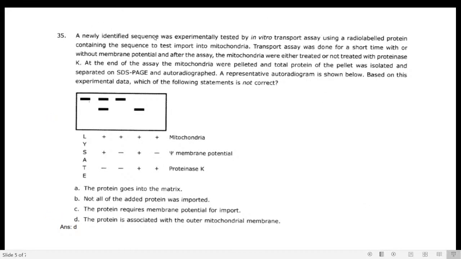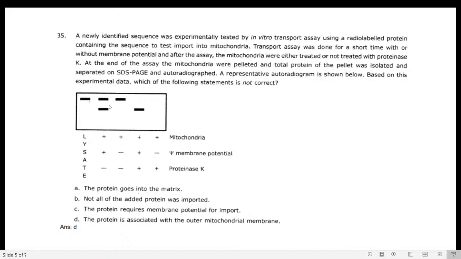Okay, a very easy question. A newly identified sequence is experimentally tested in an in vitro transport assay, using a radiolabeled protein containing the sequence to test import into mitochondria. The transport assay was done for a short time without membrane potential, and after the assay the mitochondria were either treated or not treated with proteinase K. The main matter here is the proteinase K. At the end of the assay, mitochondria were pelleted, and total proteins of the pellet were isolated, separated by SDS-PAGE and autoradiographed. The representative autoradiogram is shown below. Based on this experimental data, which of the following statements is not correct?